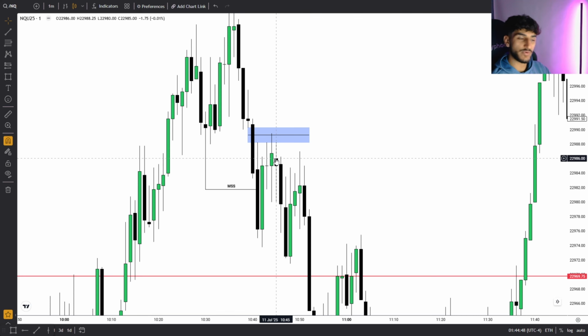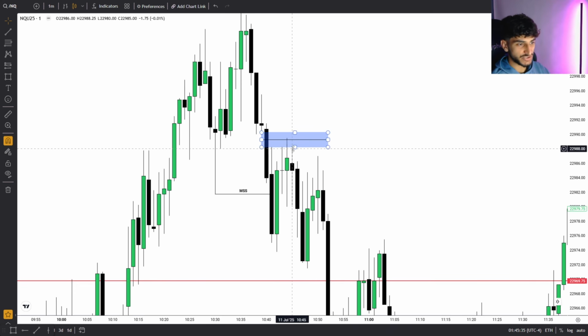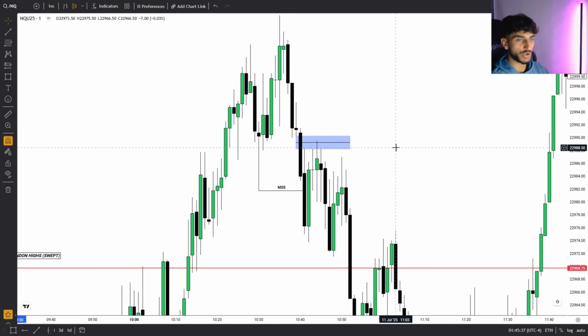It's literally a minute away. I know it's annoying, but we have to wait. We have to follow our rules. That's what trading is all about. It's following your rules. So right here, we get a retracement into that fair value gap at 10:45. As soon as price touches that, we execute the trade going short.